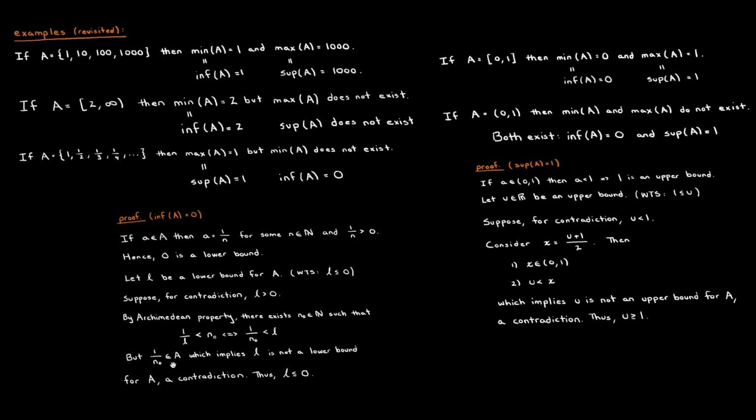But not only does this belong in A, but it also has a property that it is strictly smaller than L. And this implies that L cannot be a lower bound, because we found an element that is actually smaller than L. And so this is a contradiction, and this contradiction arose because we supposed that L is greater than 0. And so therefore it must be the case that L is actually less than or equal to 0, and that proves the second part of the condition of the infimum. And therefore the infimum of this set is indeed 0.